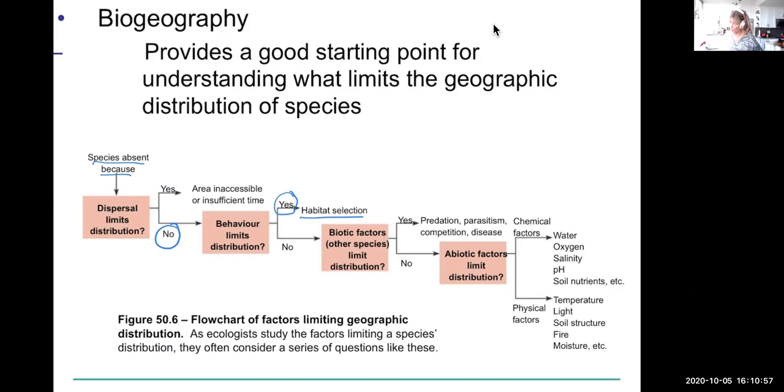What about some biotic factor? Is there a predator present that prevents that species from living in that area? If yes, then it could be predation. Maybe you've discovered it's parasitism, competition, or disease. If no, if that's not it, is there some abiotic factor that limits their distribution? Could it be water, oxygen, salinity? So that's maybe where an ecologist might start to discover why certain species live in certain areas.